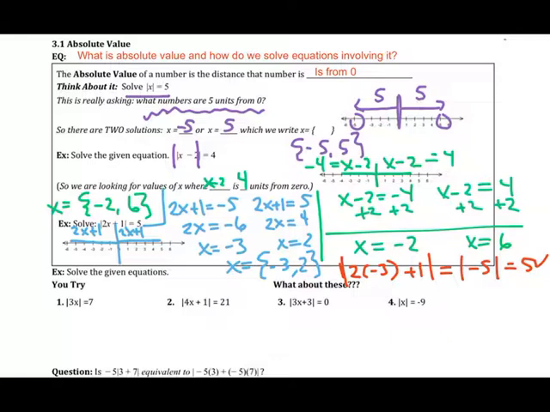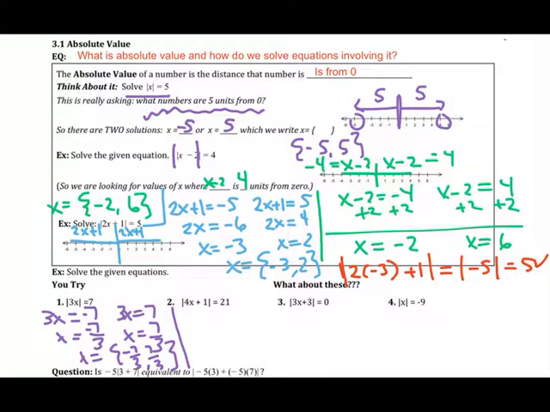Okay, number 1 is asking us for values that are 7 away from 0. So thinking about a number line, that means that 3x could either be 7 above or 7 below 0. So that means that 3x could be negative 7 or 3x could be positive 7. If I divide both sides by 3, I'm going to get negative 7 over 3. If I divide both sides by 3 in the other one, I'm going to get positive 7 over 3. So that's going to give me x equals negative 7 over 3 and positive 7 over 3.